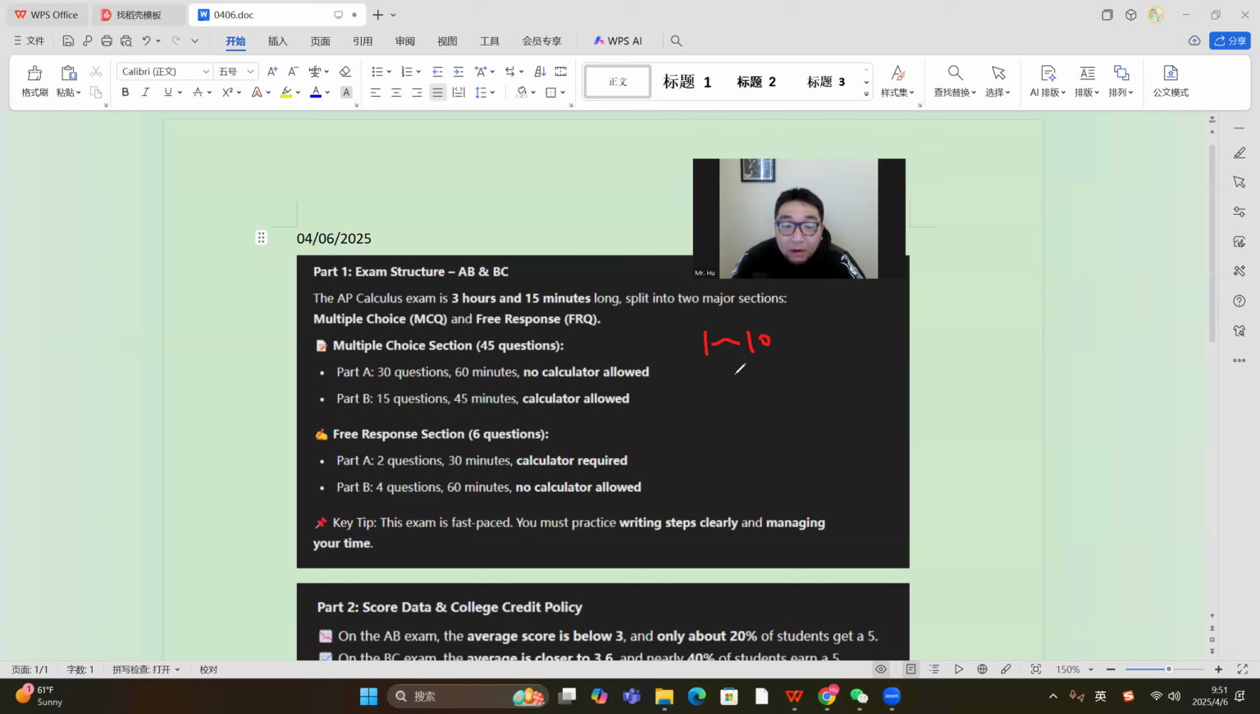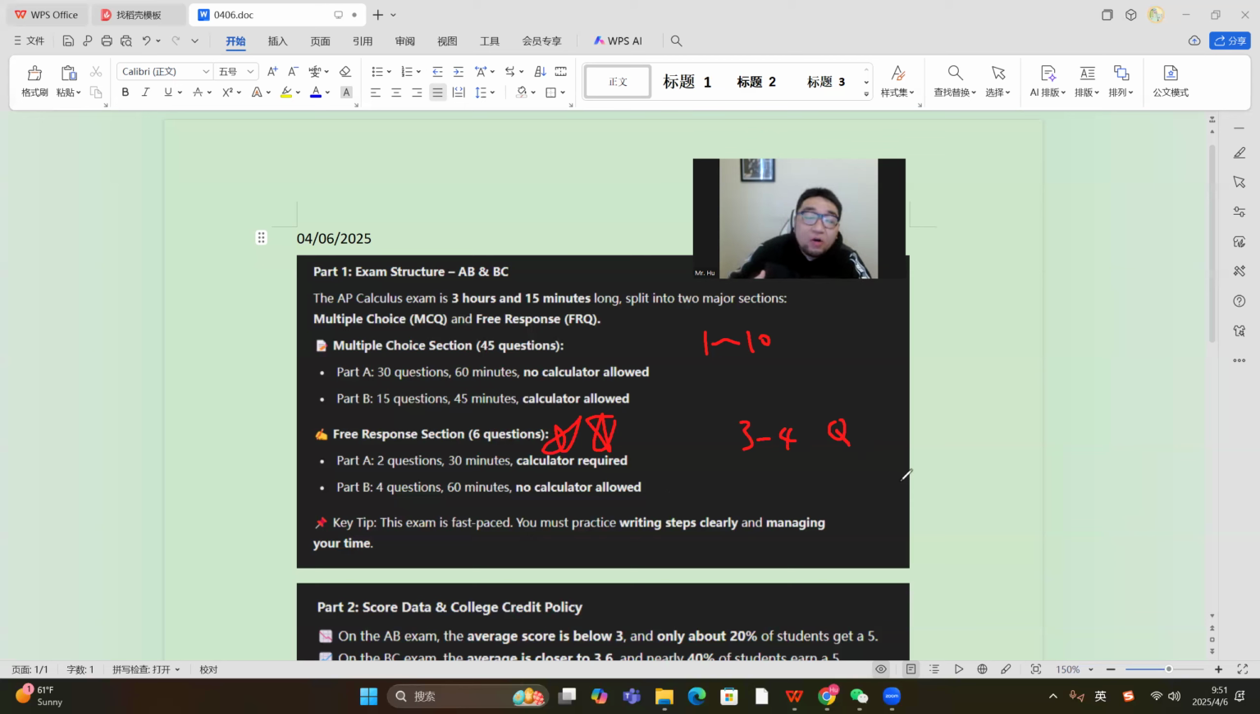The second part is the free response. This part is very, very important. Why? I had some students before who weren't doing so well in the multiple choice, but they did really well in free response. They still got a 5 in the end, because the free response section gives partial credit, and each question has 3 to 4 small questions.